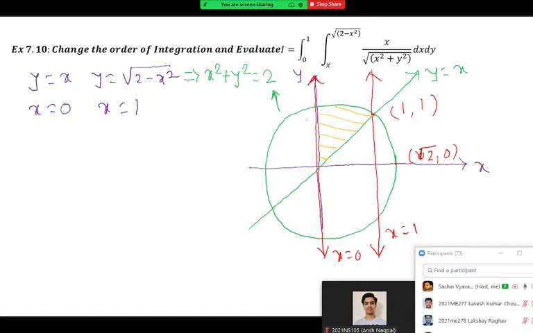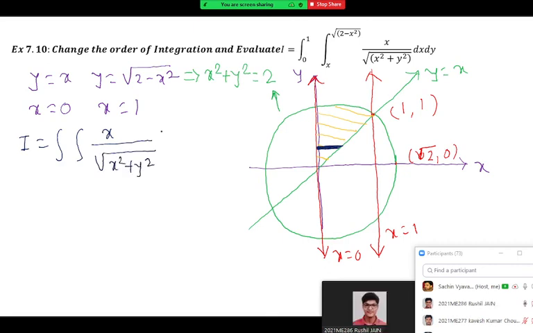Now the question is change the order. So what should be the new position of a strip? Horizontal, is it? Yes, sir. You should tell me the limits now. Sir, 0 to under root 2 minus y square. X equal to 0 to square root of 2 minus y square.